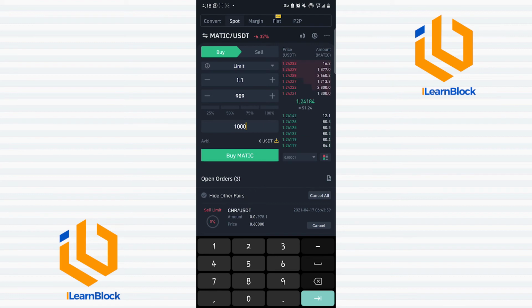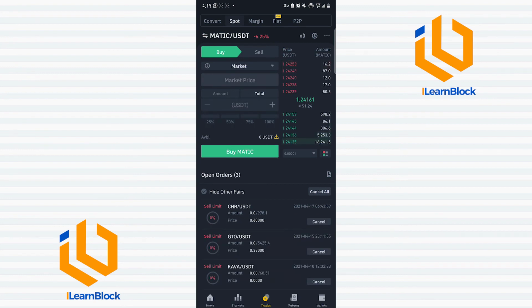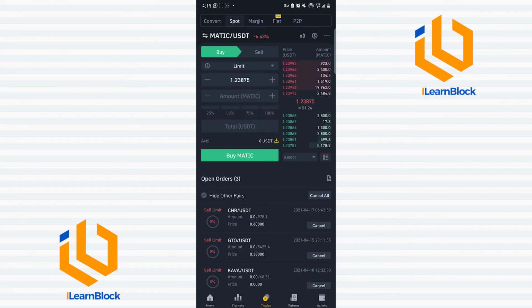So like I said, if you're interested in buying it immediately without wasting time, you change it to market. And if you would like to buy it when it falls to a certain target price, you change it to the limit, enter the price you'd like to buy it at, enter the amount you'd like to buy or how much in USDT you'd like to spend, and click buy. And that is all. Now the same also applies for BTC.